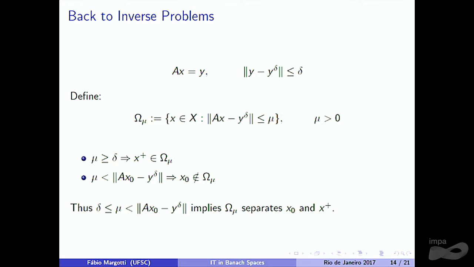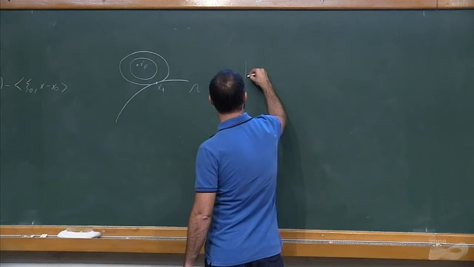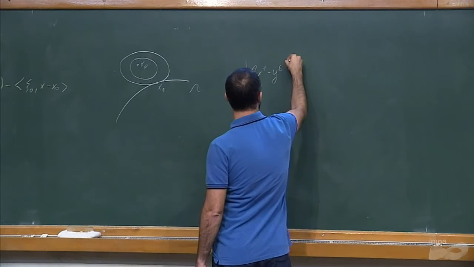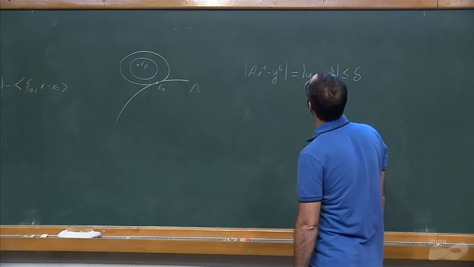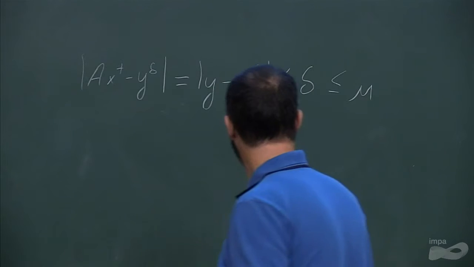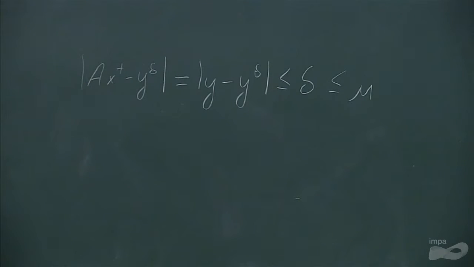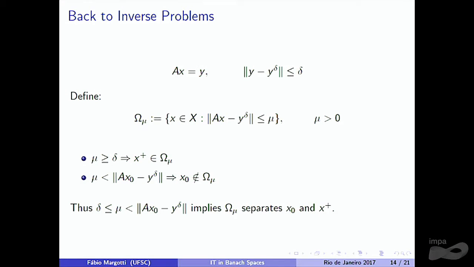If mu is greater than delta, then all the solutions will belong to omega mu, because we have norm of A x plus minus y delta. This is the same as y minus y delta, and this is less than or equal to delta. And this is less than or equal to mu. This means that x plus belongs to the set. And the second one here is obvious. If mu is less than that, then this point does not belong to the set. Okay? So we need to pick this mu between delta and the residual in the last iteration. And then we have all we need. Omega is closed, convex, and separates the points.